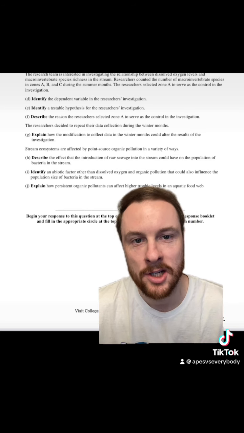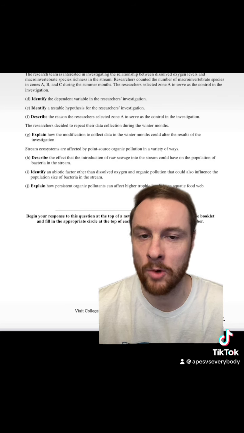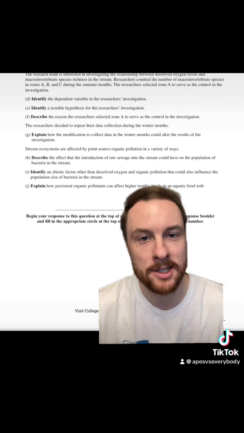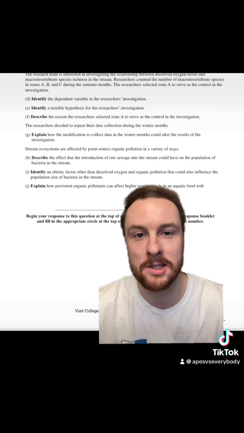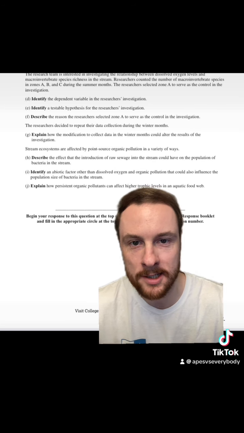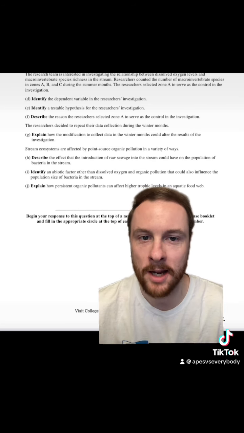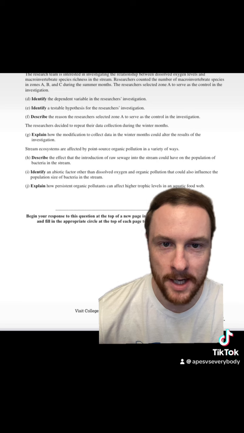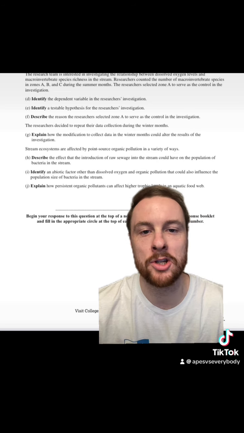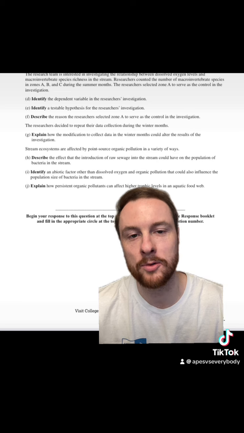In H, if we have raw sewage being introduced, there's going to be new bacteria populations introduced. So we'd see an increase in non-native bacteria populations in the stream, especially fecal coliform bacteria. We get to letter I, we have things like pH, temperature, amount of sunlight reaching the water. And finally, in letter J, we're going to have bioaccumulation at lower levels in the trophic food pyramid.